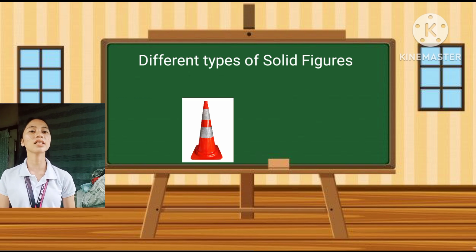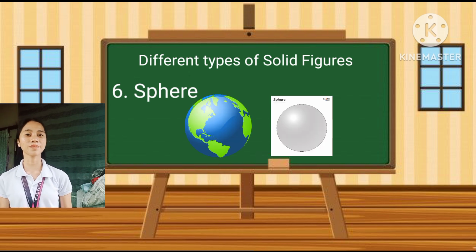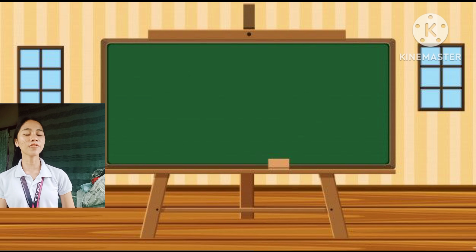The next is the sphere. A sphere is a perfectly round solid figure where every point on its surface is the same distance from its center. It has no edges or vertices. You can take a globe or a ball as an example. Does any of you have any questions?